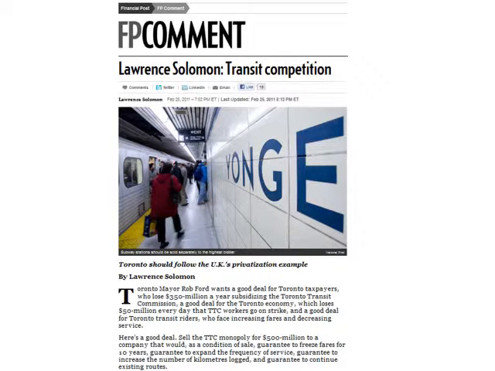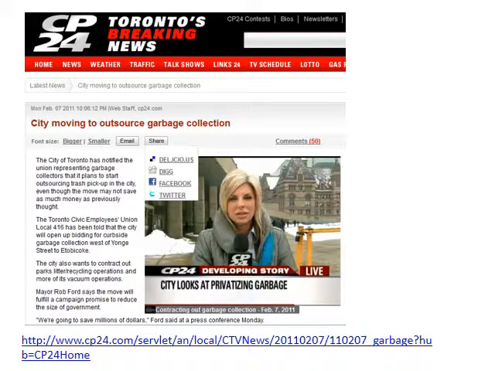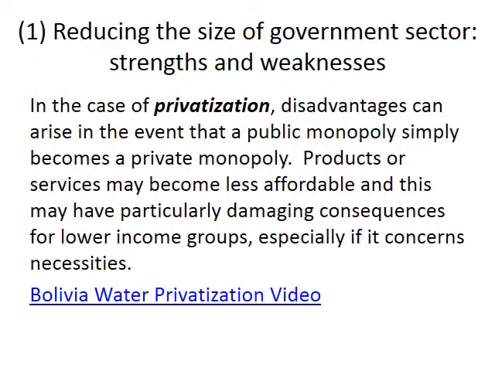So here's one example from a while ago. It was asking, should Toronto follow the UK's privatization example, looking at our transit? So that's one possibility. This is another news clip from a while ago where our city has outsourced garbage collection. So west of Yonge is now done by a private firm. East of Yonge is not, but there is talk about privatizing or outsourcing garbage collection east of Yonge, but it hasn't happened yet. So reducing the size of government sector, what might be the strengths and weaknesses?